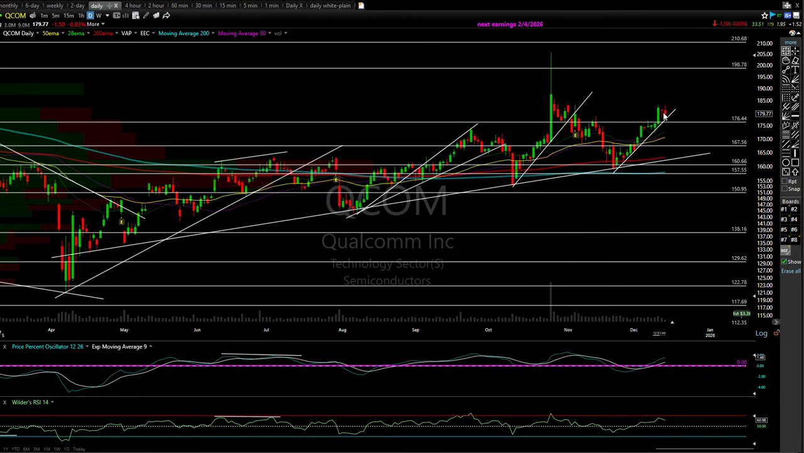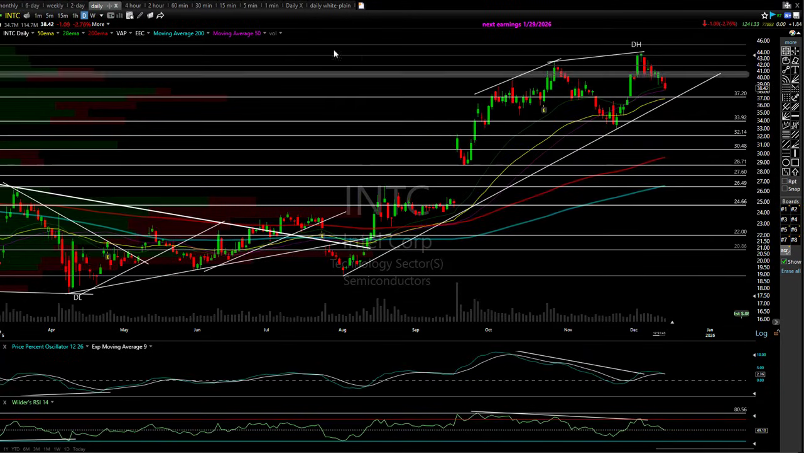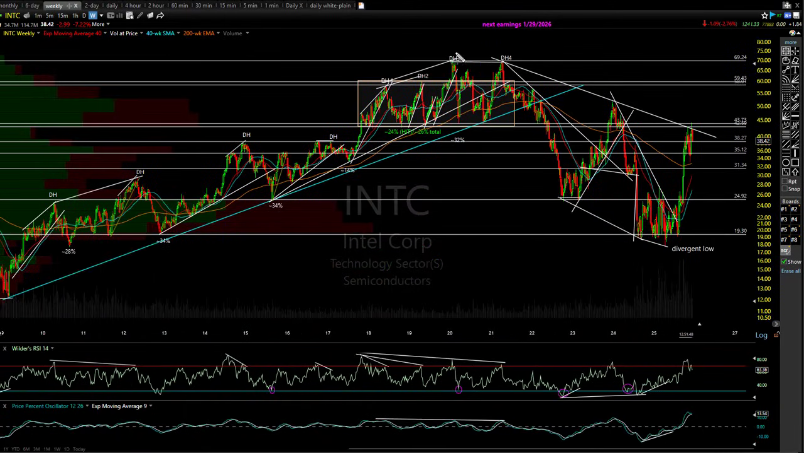Uptrend line. Qualcomm needs to break that trend line. Intel coming off a divergent high, also massive long-term support. This is my weekly chart on Intel. Peaked back here with two equal divergent highs.